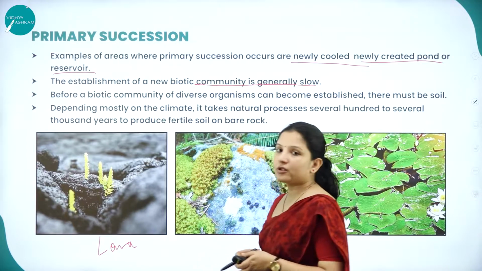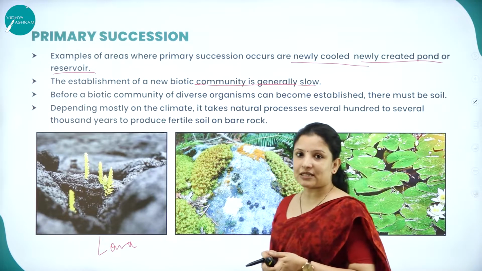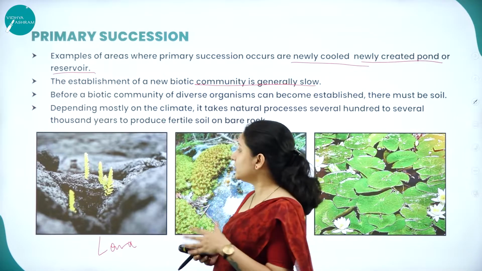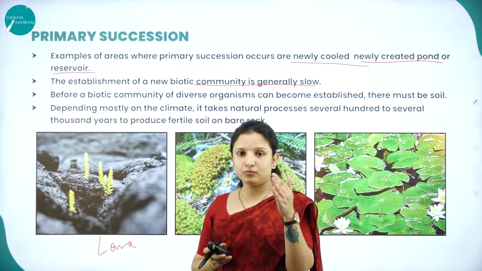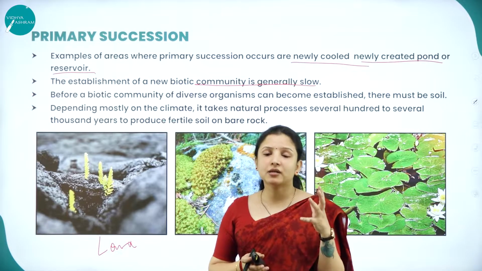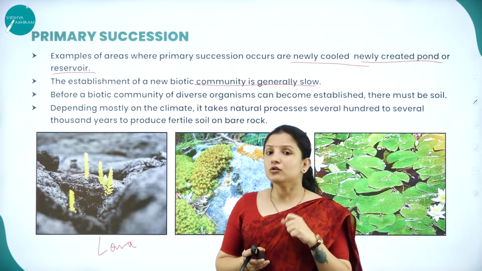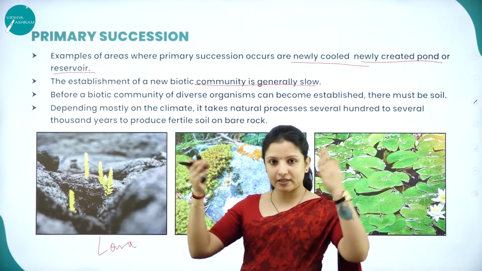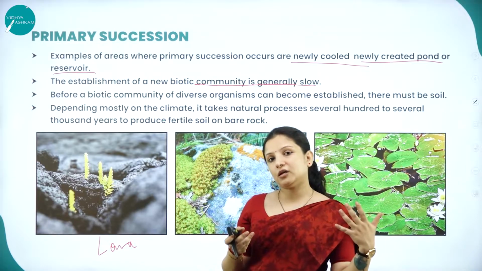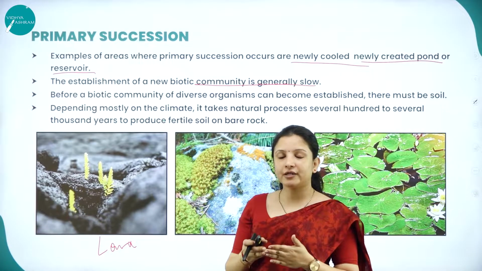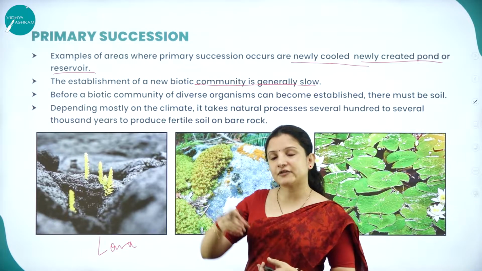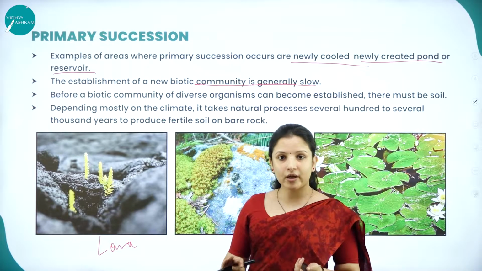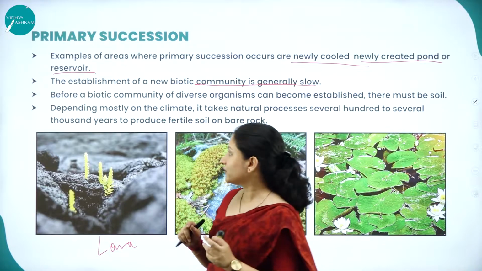So before a biotic community of diverse organisms can become established, there must be formation of soil. Say for example, on lava, the region where the lava has flowed, it will completely become solidified and rock-like, no soil at all. It should take thousands or millions of years for soil particles to come and settle on that. Because of wind and all that, the soil particles will come and settle, and once they settle, from somewhere a seed will come flying and fall on the soil, and then the plant will start to arise there. So it is a long and very slow procedure.